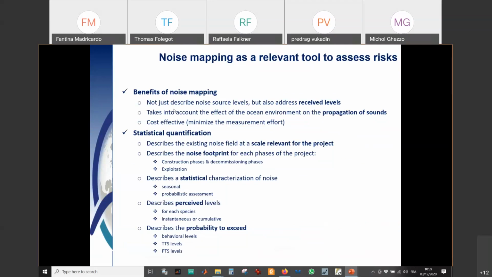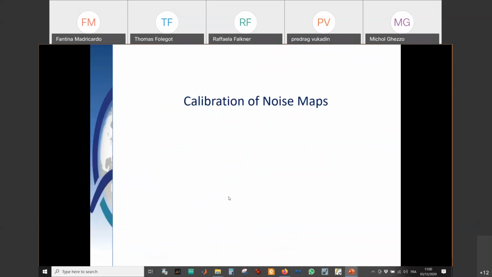Footprint, I talked about that. So what we provide to the project is a statistical characterization of noise, because what we provide is a percentile map. We can provide maps at different frequencies. That's interesting if you have to address different species, of course, since the species can be sensitive to different frequencies. Okay, that's the item about noise map.